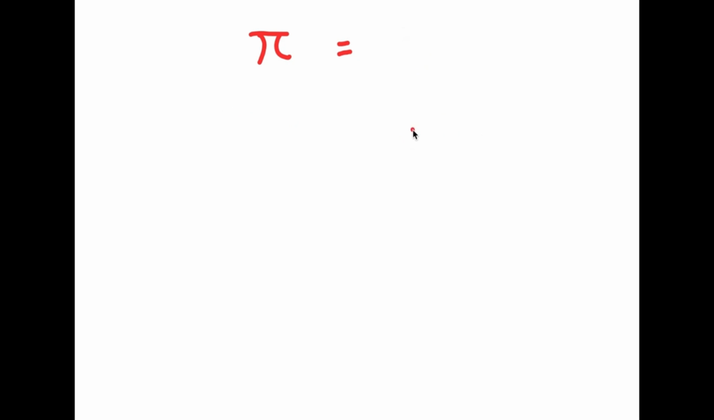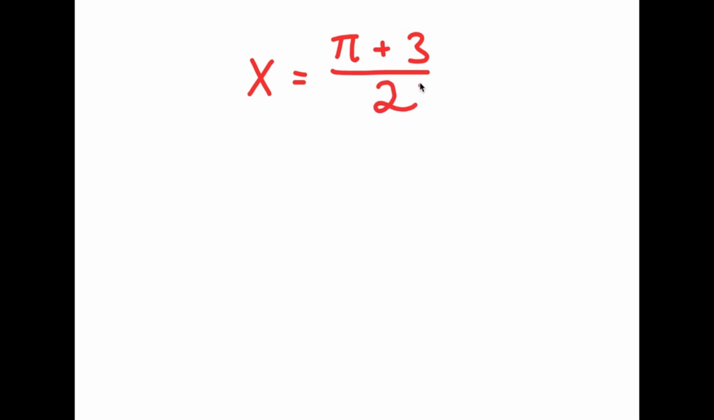So what I'm first going to do is start with the statement x is equal to pi plus 3 over 2. So all I'm doing is I'm giving a value to a variable, which is completely illegal.